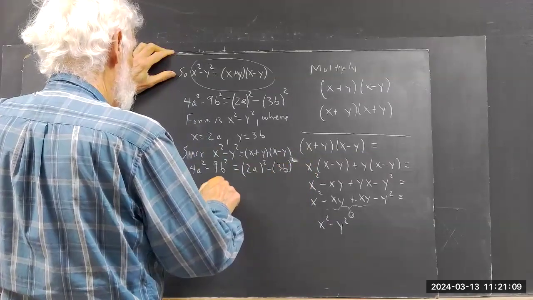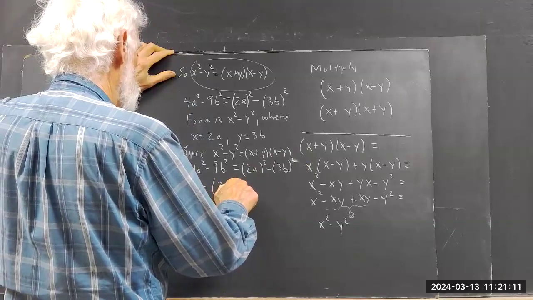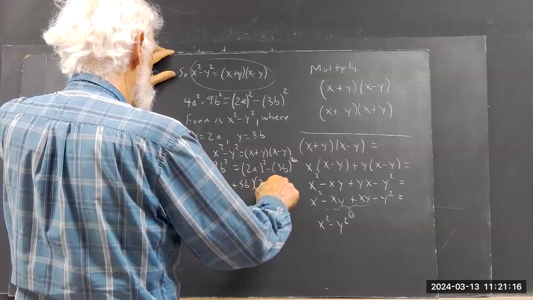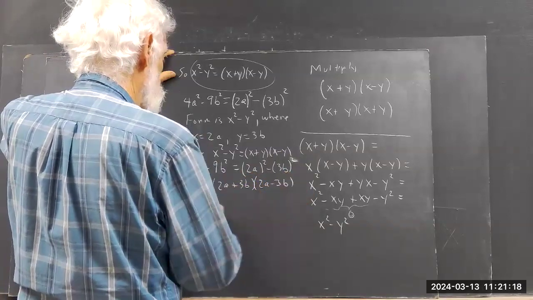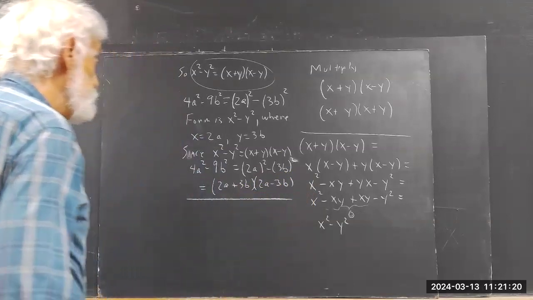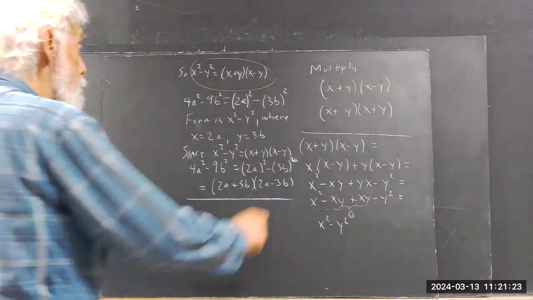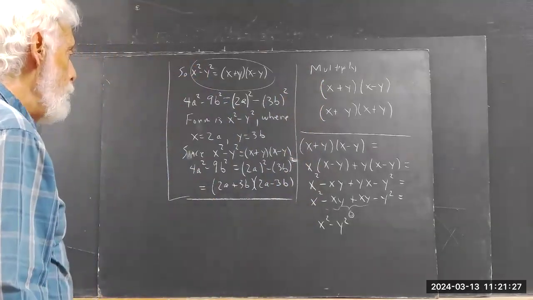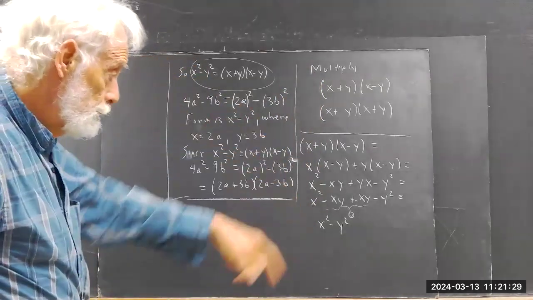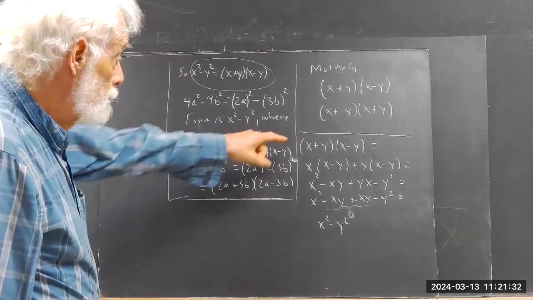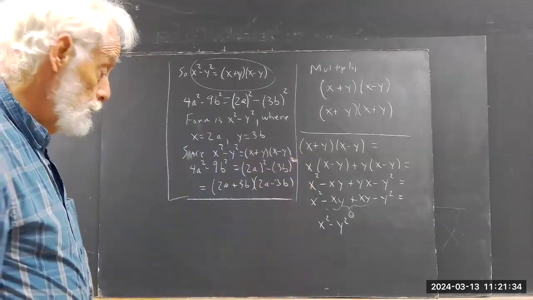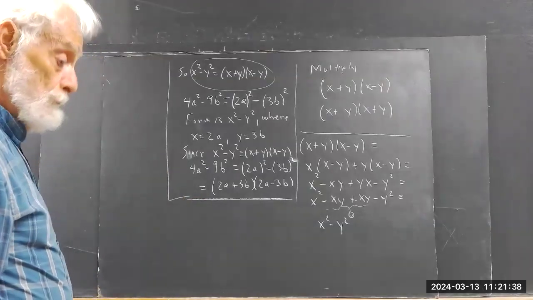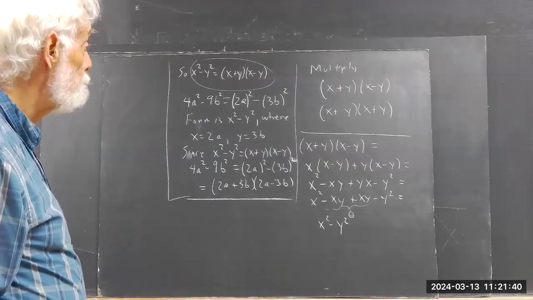equals 2a plus 3b times 2a minus 3b. So that's one kind of important application of this idea. It comes up again and again. You'll see more of this in your open math homework, but make sure you pay attention to it and get the idea. Okay.